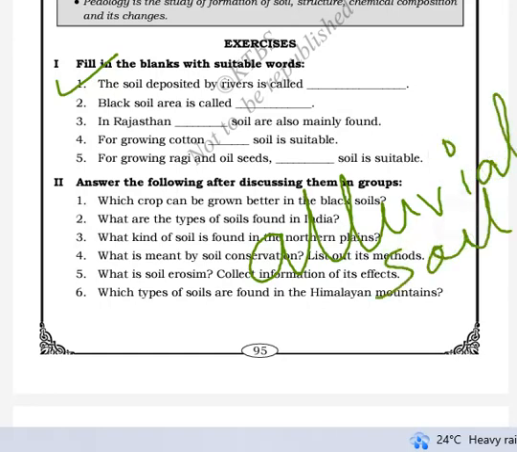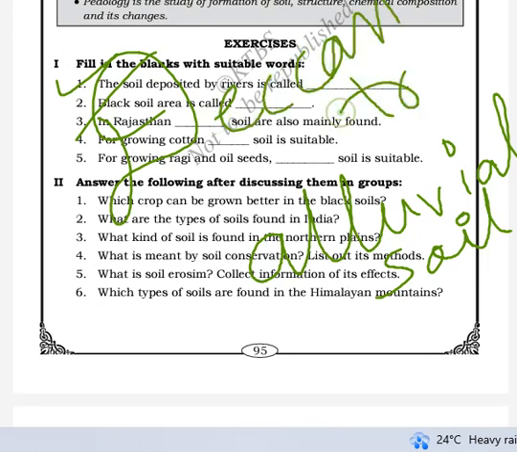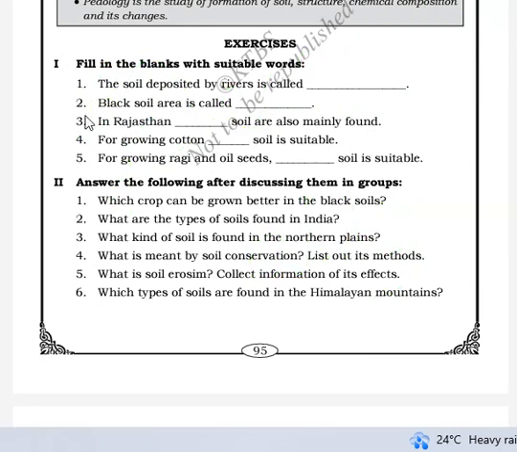I hope you all have given the answer. The second one: black soil area is called, what do we call the black soil area? We call the black soil area Deccan Trap. D-E-C-C-A-N, Deccan Trap. Third, in Rajasthan, that soil is mainly found. So in Rajasthan, which soil is found? Desert soil. In Rajasthan, desert soil is found.